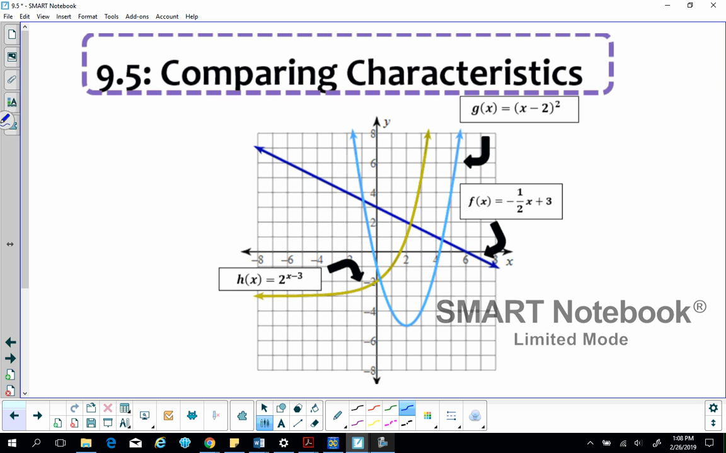What's the slope of that equation? You can just look at the equation. Negative 1/2. It's right there, right?